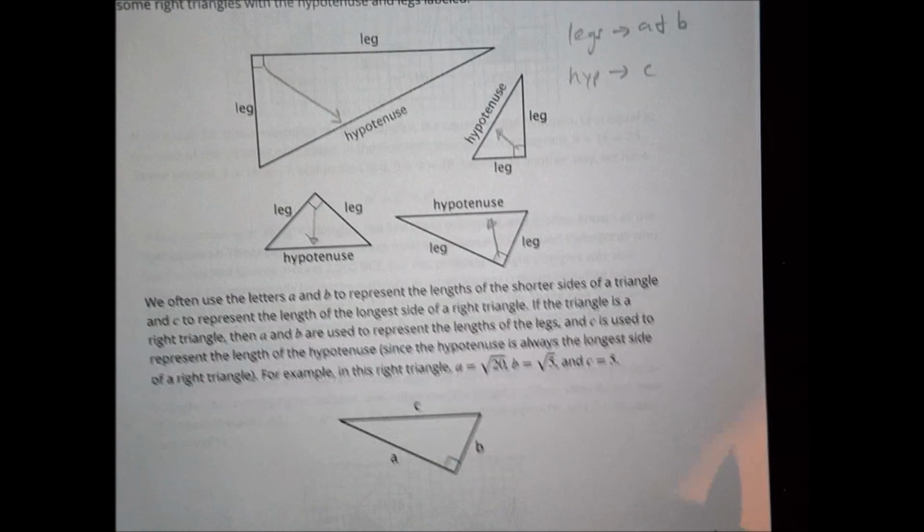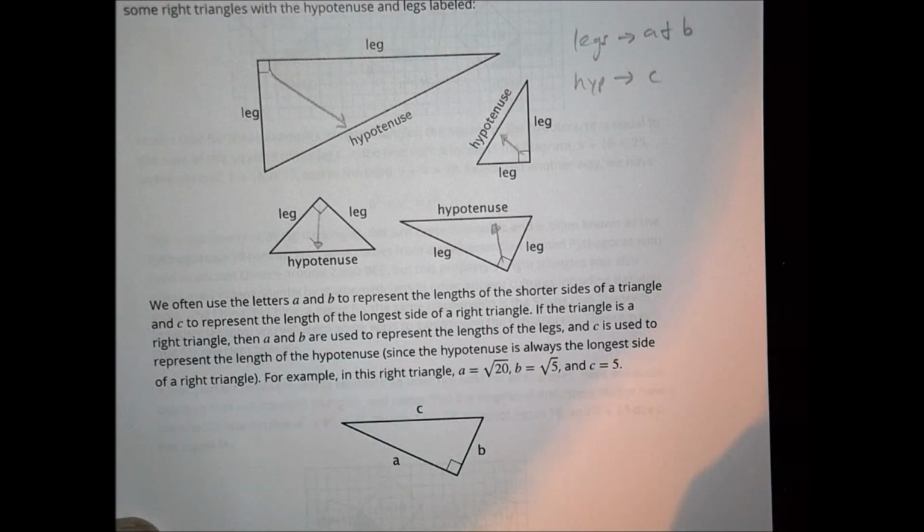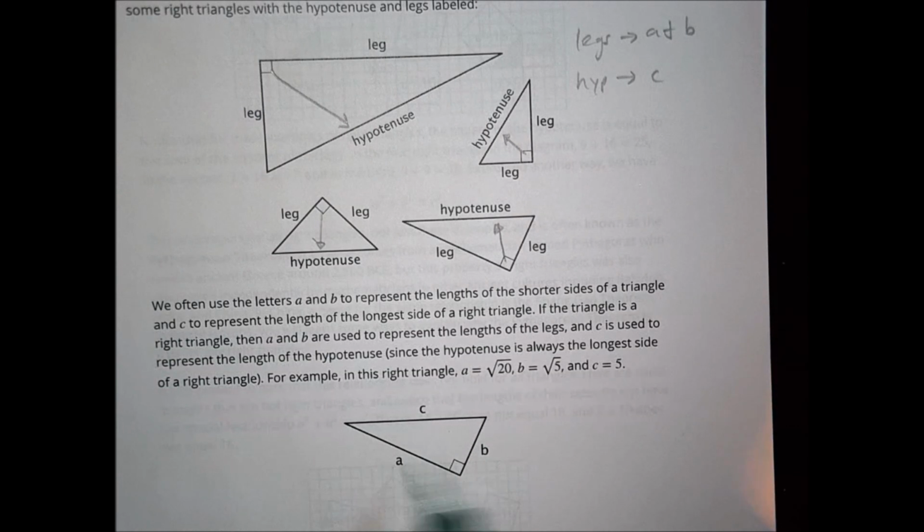So we use the A and B to represent the lengths of the shorter sides of the triangle and C to be the longer side. And so if that's how that works, you end up with something that looks like this: A and B and C. Okay? All right.